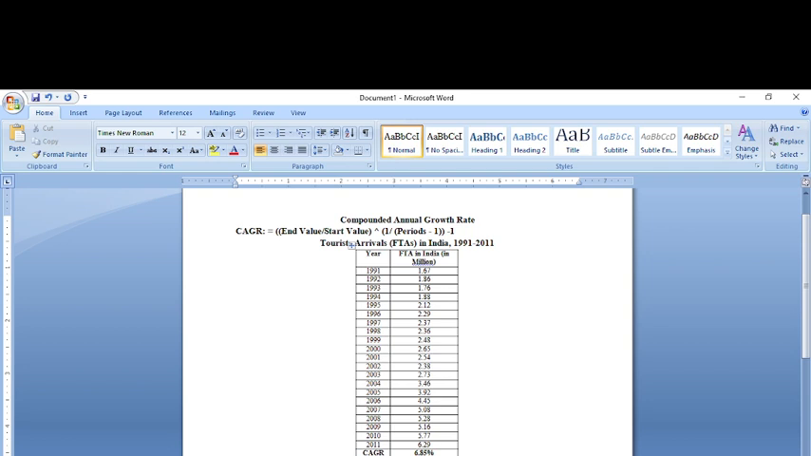So in this case, this is how you use the compounded annual growth rate to show the growth over a period of time.